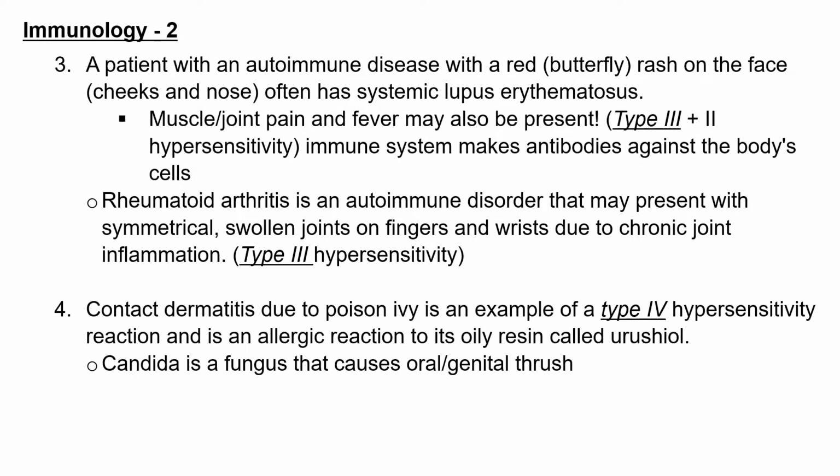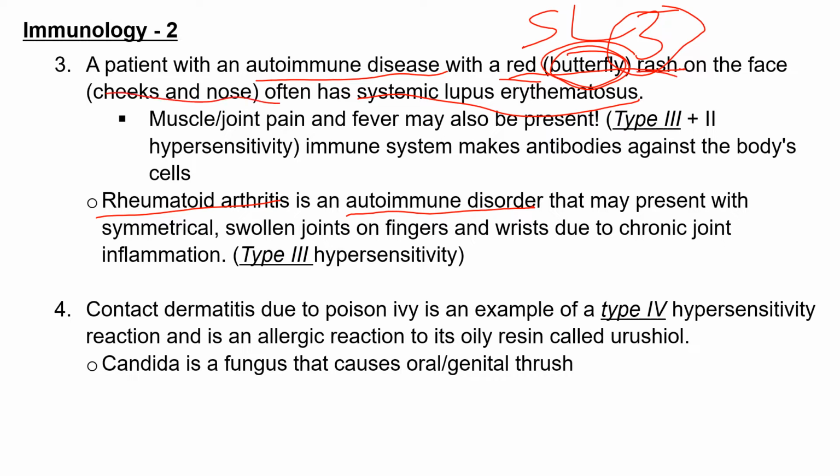Type 3, so that was type 2 hypersensitivity. Type 3 hypersensitivity, examples for it would be systemic lupus erythematosus and rheumatoid arthritis. Obviously, both of these are autoimmune diseases, right? What we see here in systemic lupus erythematosus is a so-called butterfly red rash on the cheeks and the nose, on the face, but also muscle and joint pain with occasional fever because it's an autoimmune response, right? So what we see here is antibodies against body's own cells.